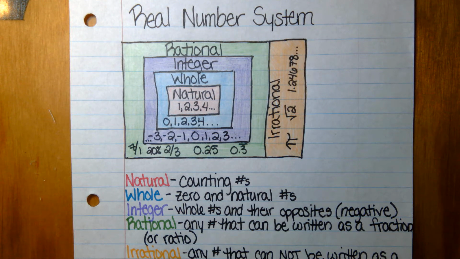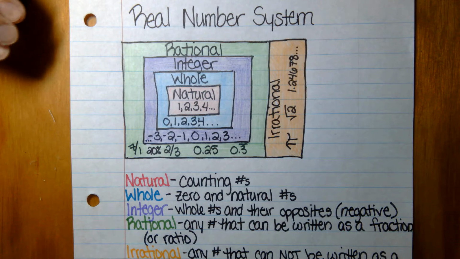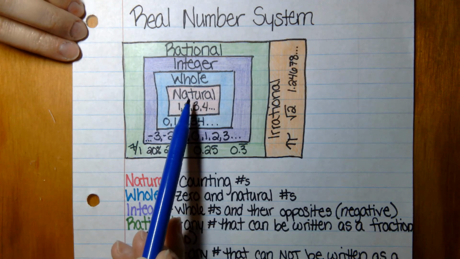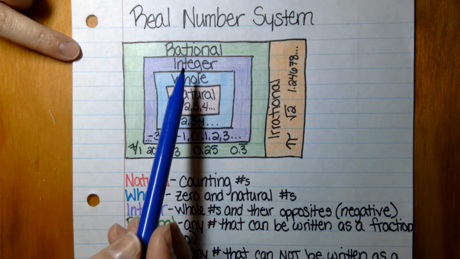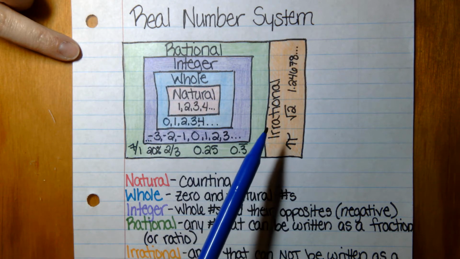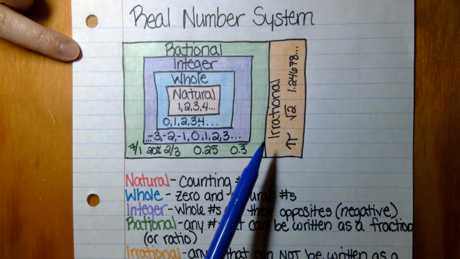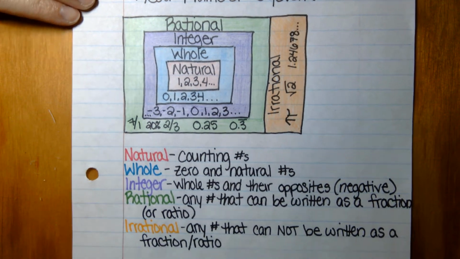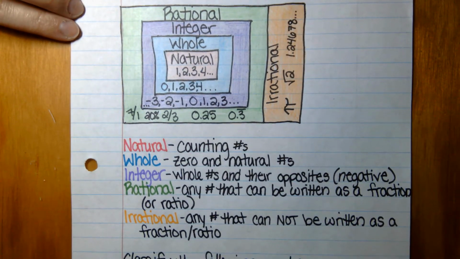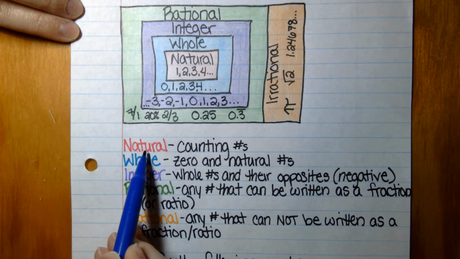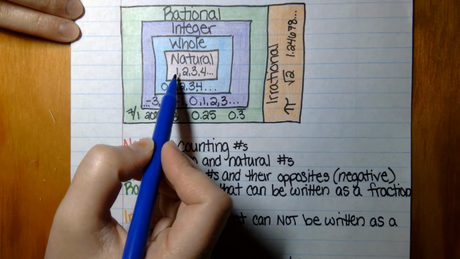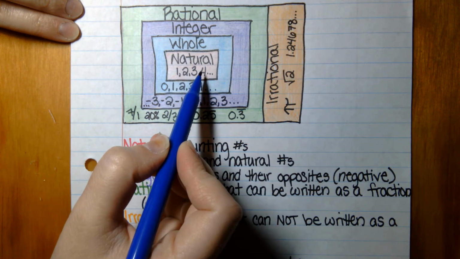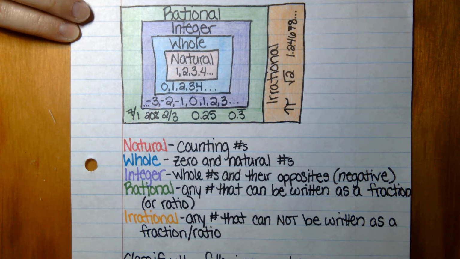The real number system. As you can see, there are 5 parts to the real number system. If we start inside and work our way out, we have natural, whole, integer, rational, and off to the side here, irrational numbers. If we look at this diagram along with the definitions, you can see that the natural numbers include just your counting numbers.